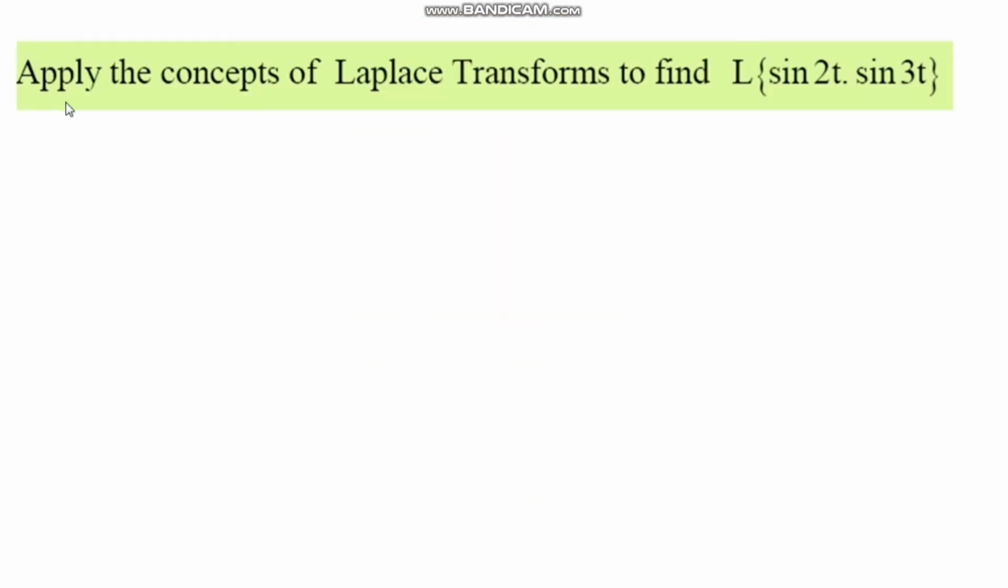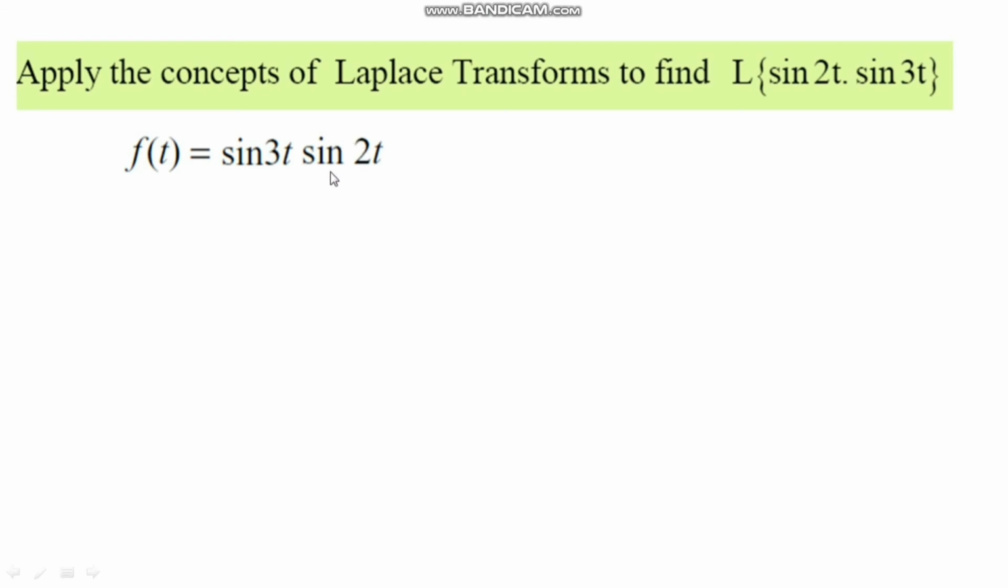Our next question. Apply the concept of the Laplace transform to find the Laplace transform of sine 2t into sine 3t. It is a function in terms of variable t, but this function is a product of two functions, sine 2t and sine 3t. We cannot get the transform of this function directly by applying the Laplace transform. So for this, first let it be f of t. F of t is sine 3t sine 2t.